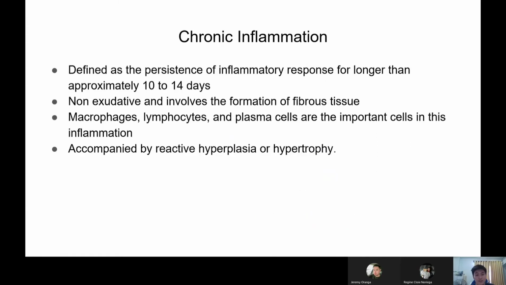Okay, so now we discuss chronic inflammation. It is defined as the persistence of the inflammatory response for longer than approximately 10 to 14 days. But based on its source, which is General Pathology for Veterinary Nurses, it can also last a year or more depending on severity. Chronic inflammation is not exudative and it involves the formation of fibrous tissue. Macrophages, lymphocytes, and plasma cells are important cells in this inflammation, accompanied by reactive hyperplasia and hypertrophy.